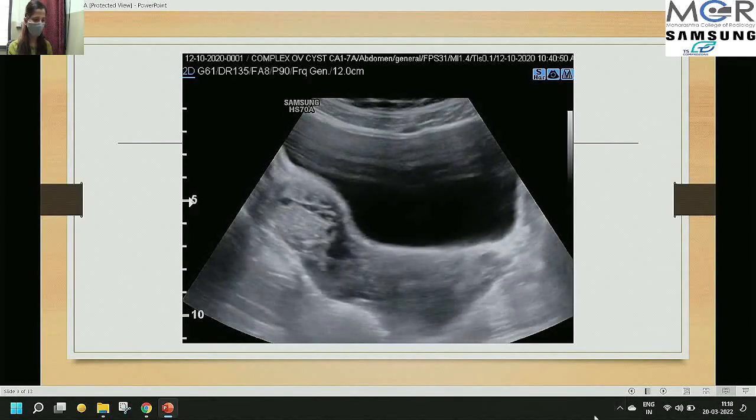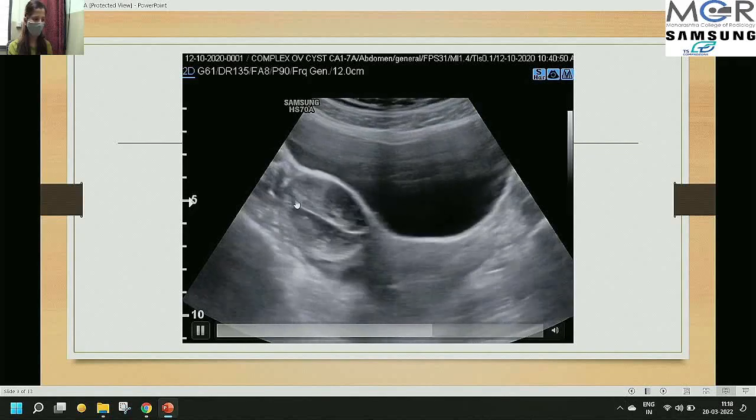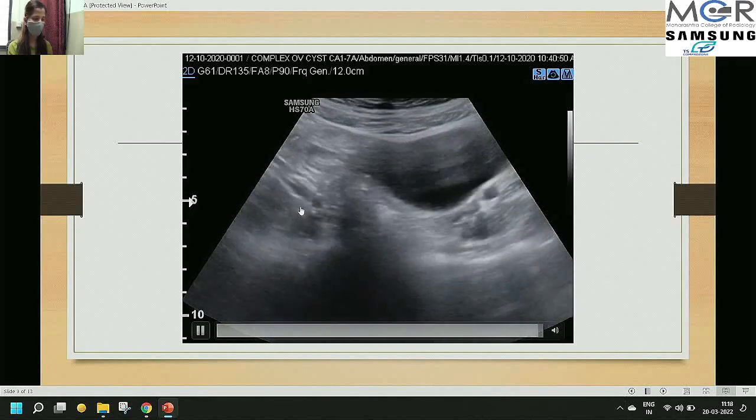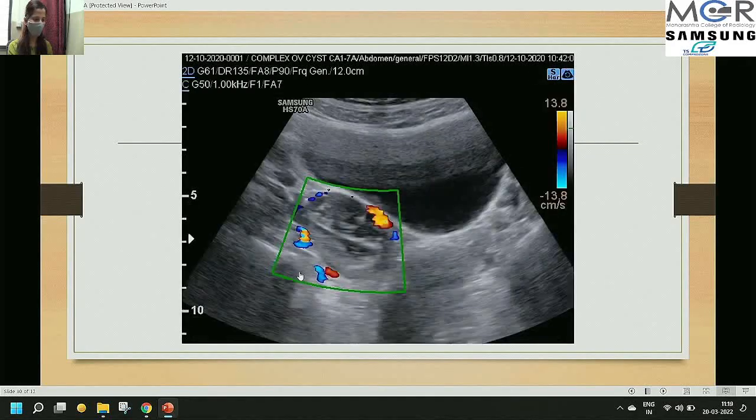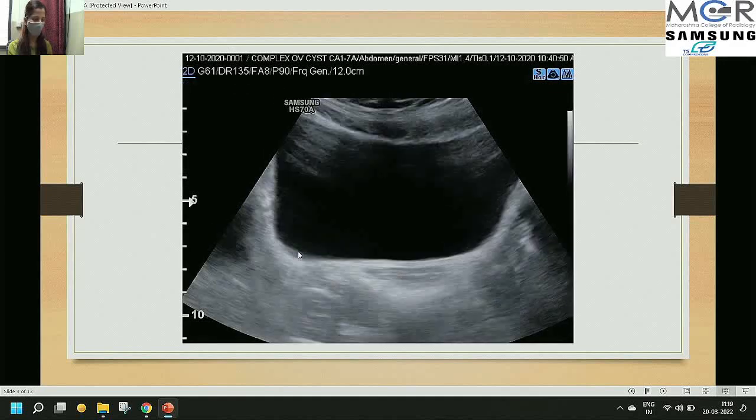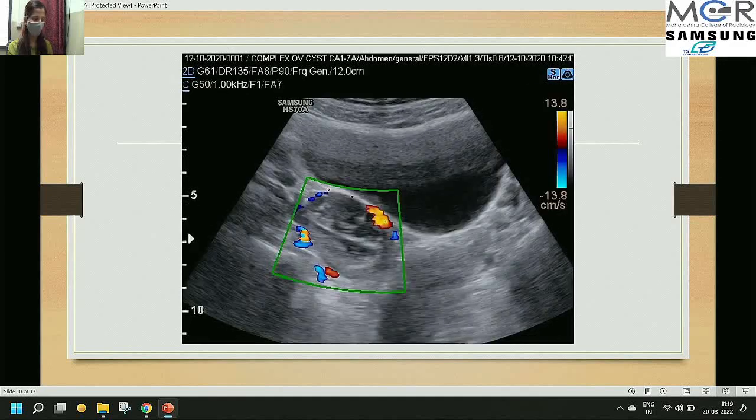So here we can see a relatively well-defined predominantly cystic lesion noted in the right adnexa. It shows multiple septas and dense moving echoes within. On color Doppler, it shows peripheral vascularity. No evidence of calcification noted within.